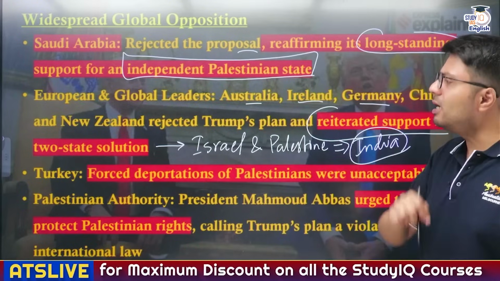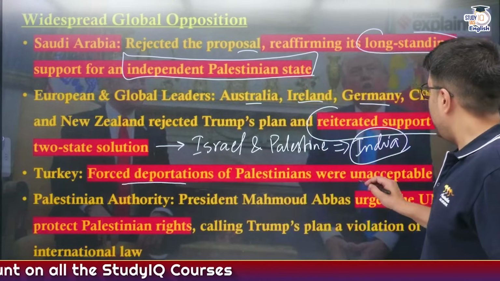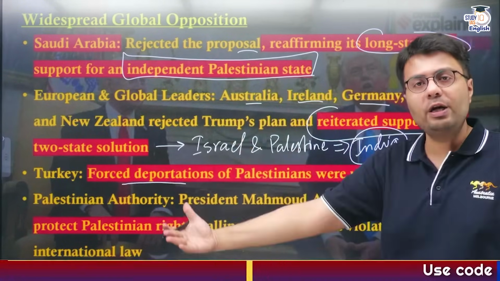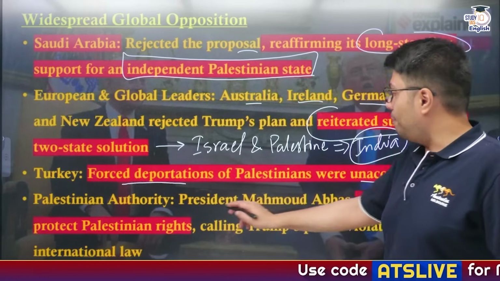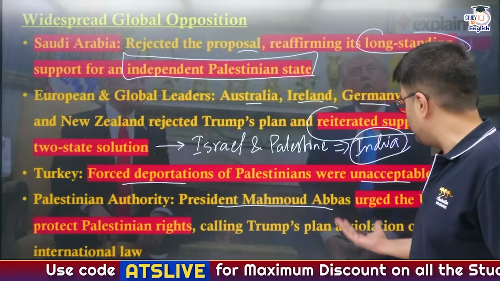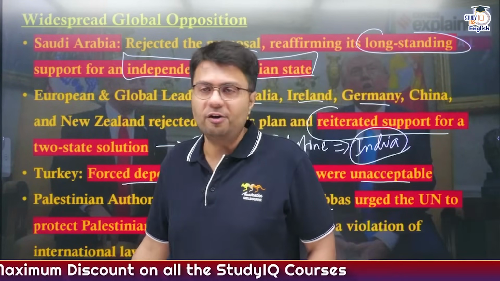Similarly, Turkey says that forced deportations of Palestinians are unacceptable to them, and the PLO authority, which is responsible for ruling over Palestine, its President Mahmoud Abbas, urged the UN to protect Palestinian rights, calling Trump's plan a violation of international law, that is a violation of the sovereignty of the state of Palestine.